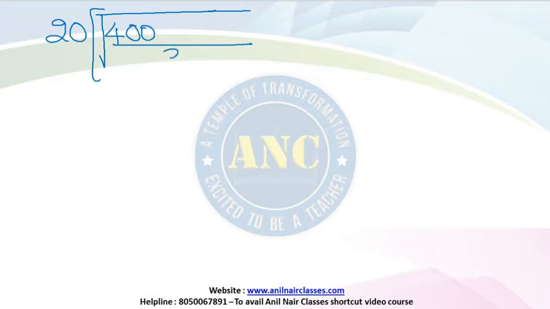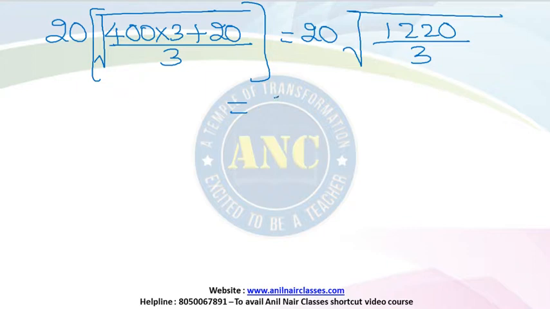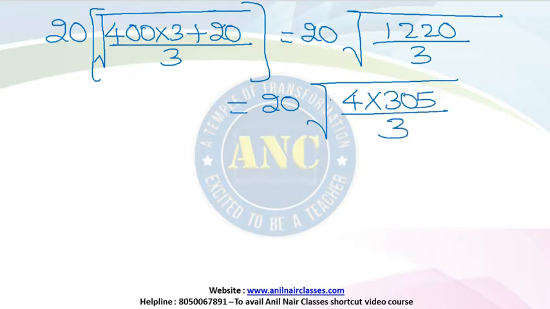If I take the denominator LCM as 3, 400 into 3 plus 20, that will reduce to square root of 400 into 3, 1200 plus 20, it is 1220. I hope you are understanding, sir. It is 1220 by 3. This can further be reduced as, 1220 is 4 times 305 divided by 3. Square root of 4 is taken outside as 2, and that 2 is multiplied with 20. So 20 into 2 is 40. 40 into square root of 305 divided by 3.